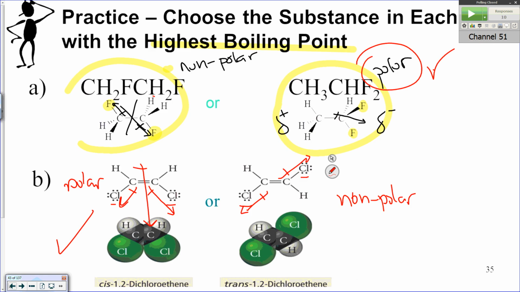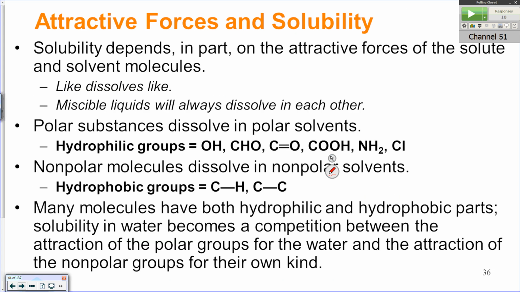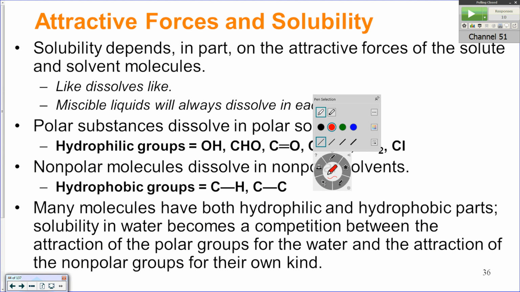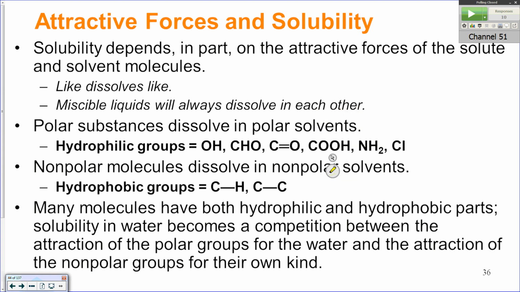Okay, so when we look at these attractive forces and where they play roles, one of the major ways we see this is the term solubility. So solubility, how much of something will dissolve in a solvent, depends on the attractive forces between the solute, but it also depends on what are the attractive forces between the solvent molecules.